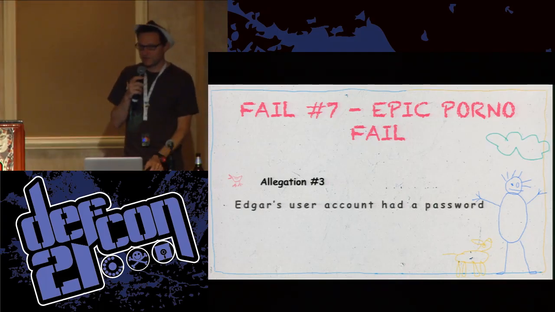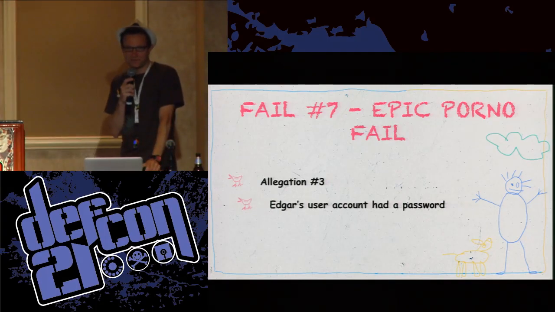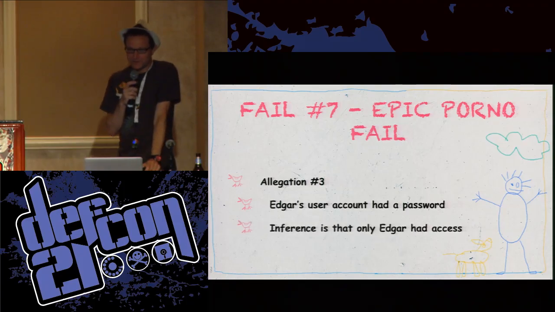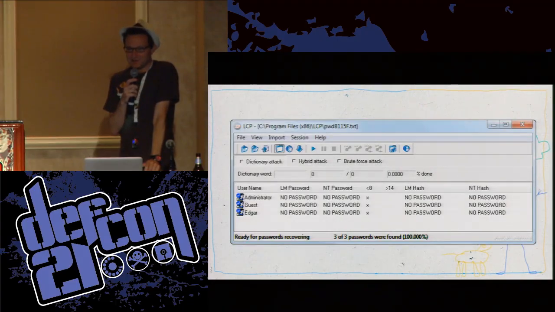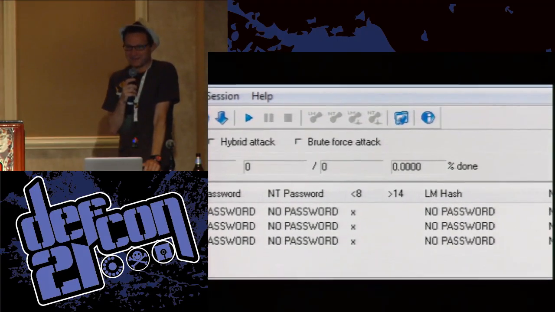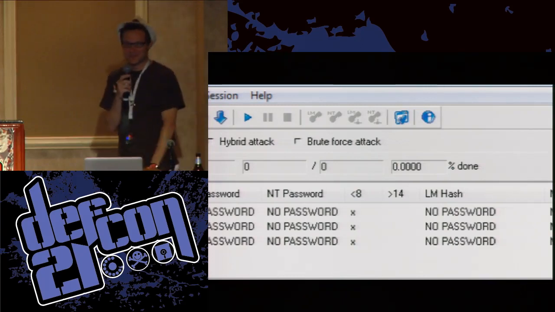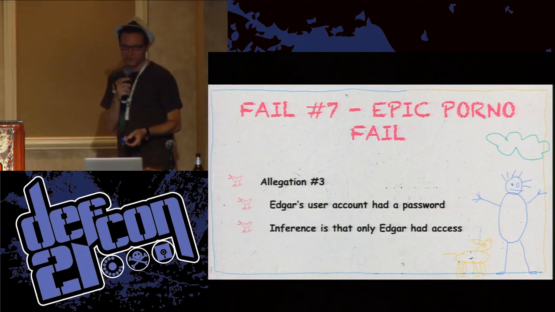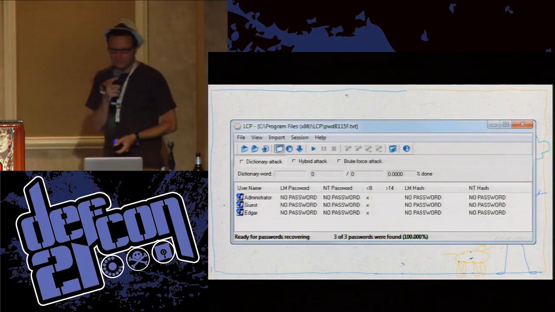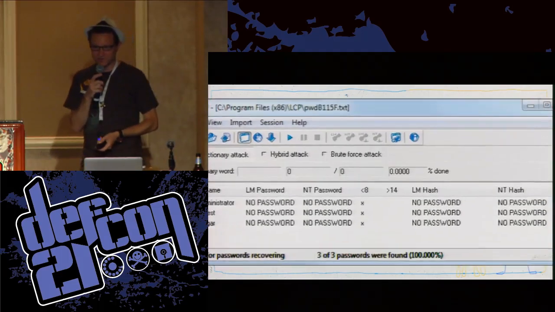So let's look at accusation number 3. They say his user account had a password, and the inference is only Edgar was able to access it because there was a password. Let's look at the passwords, shall we? Maybe we can zoom in a little bit on this. This is actually a really cool utility. It's free. It's called LCP. It's great for looking and seeing if there are passwords. You can also use it to perform an attack, although it's not very good.